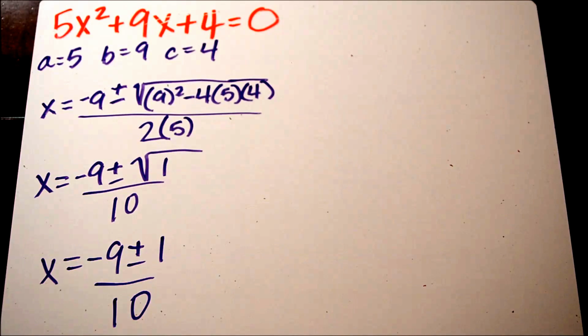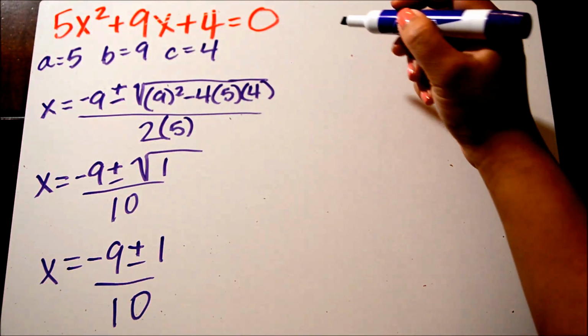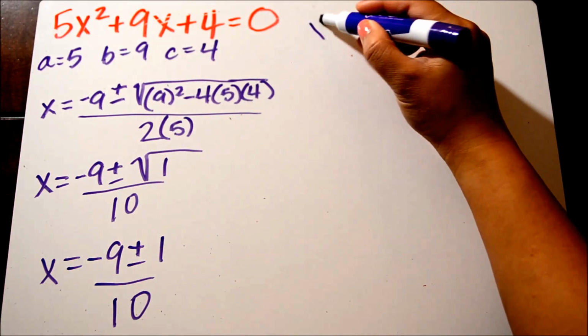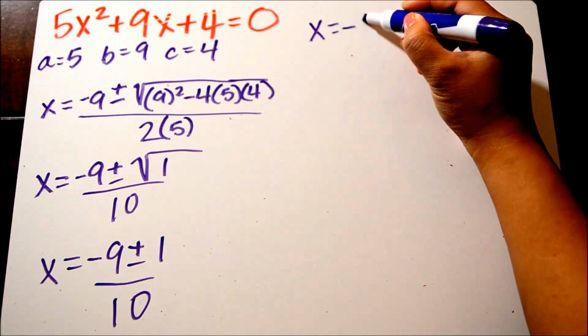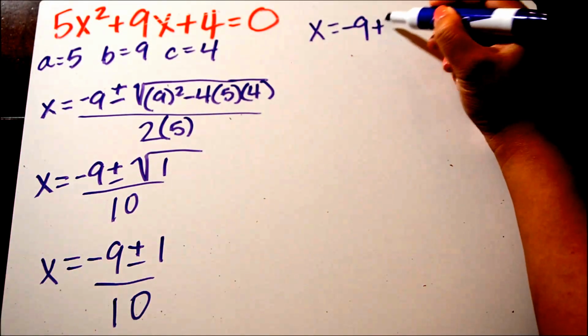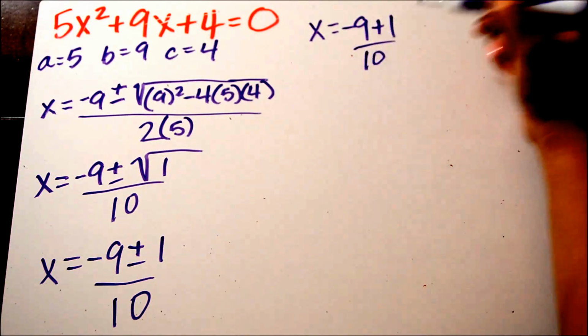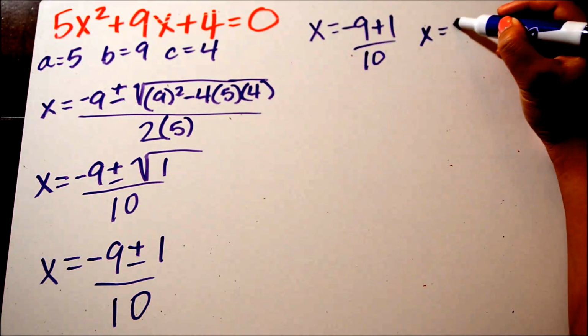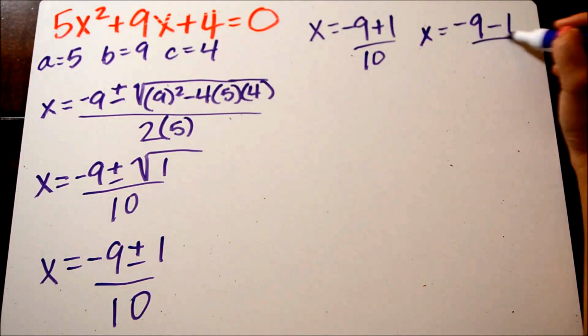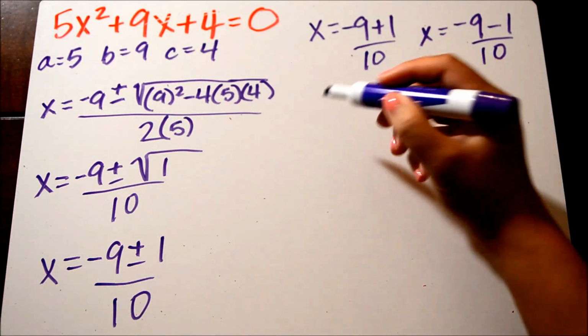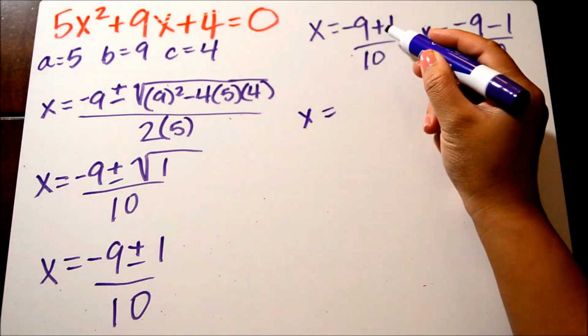This is where we split our quadratic formula into two with our plus and our minus answer. So we have x equals -9 plus 1 over 10. We also have x equals -9 minus 1 over 10. That's how the plus or minus symbol works. Let's simplify the numerator first.